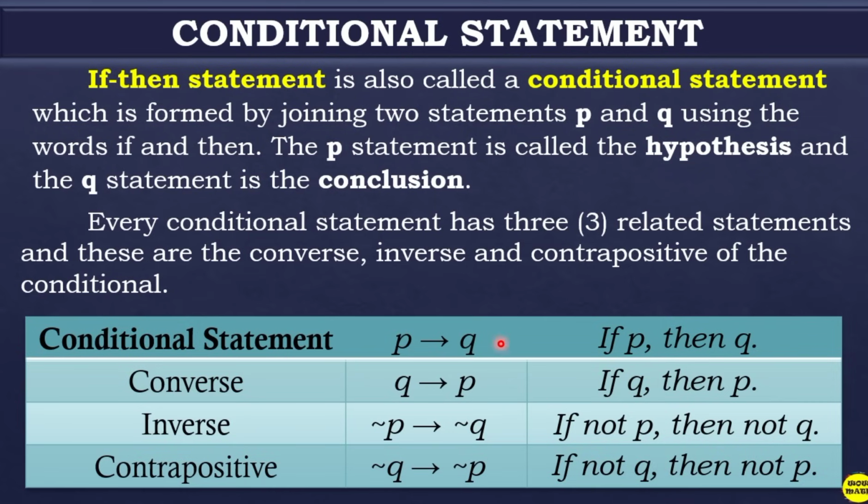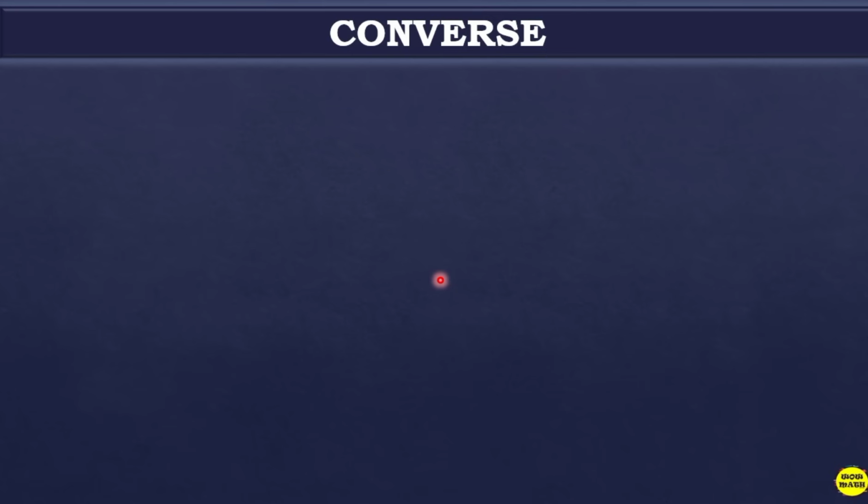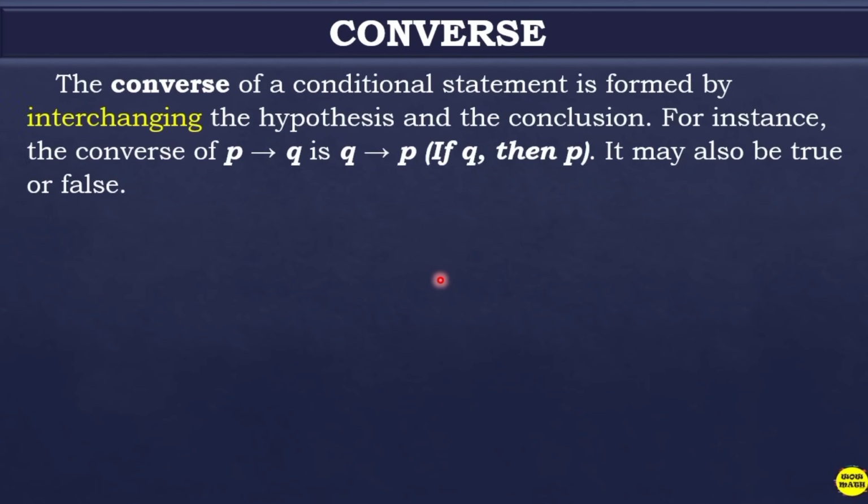Okay, so let's have an example. Let us have the converse. Again, the converse of a conditional statement is formed by interchanging the hypothesis and the conclusion. So kung meron po tayong P, Q, magiging if Q, then P po siya. Baliktad po natin, the word interchange. Okay, so it may also be true or false.